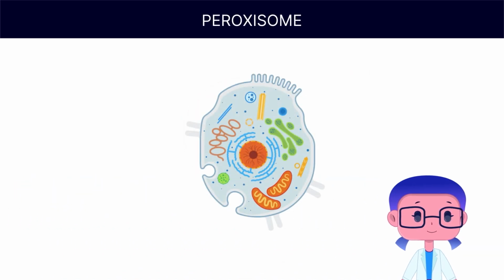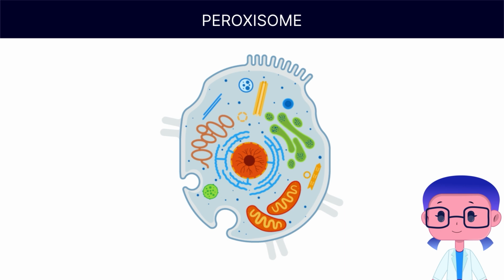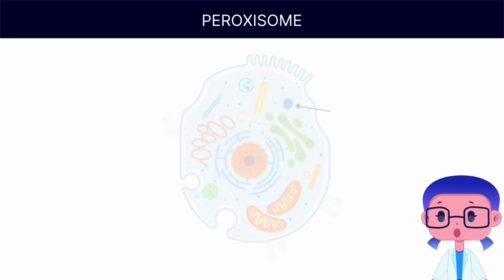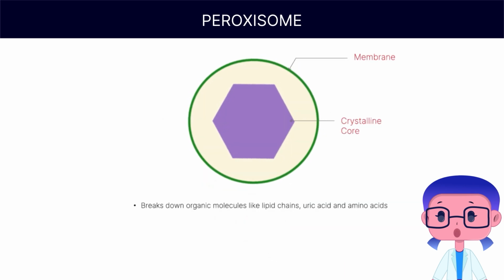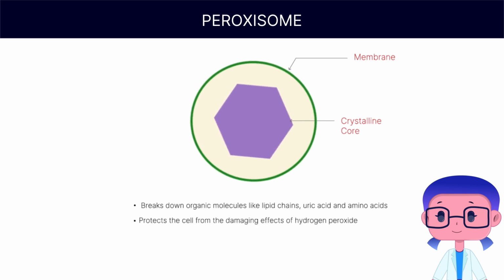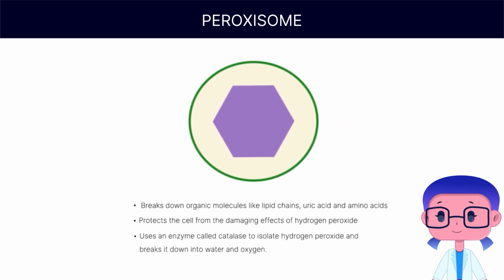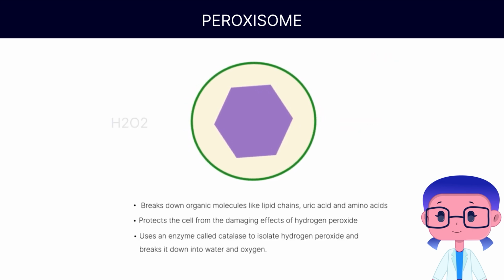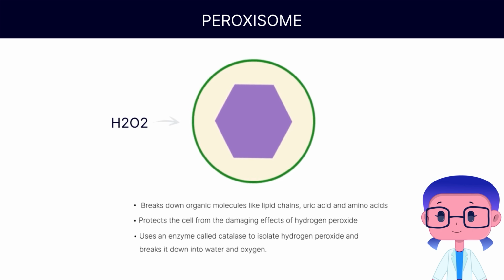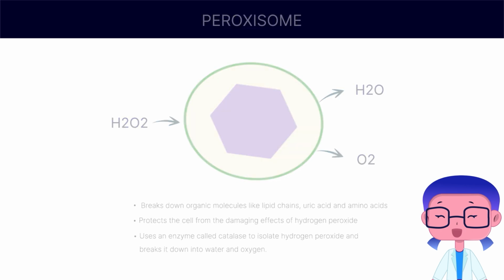A peroxisome is also an organelle that breaks down organic molecules like lipid chains, uric acid, and amino acids. They also protect the cell from the damaging effects of hydrogen peroxide, which is a byproduct of certain enzymes in the cell. Using an enzyme called catalase, the peroxisome isolates hydrogen peroxide and breaks it down into water and oxygen.